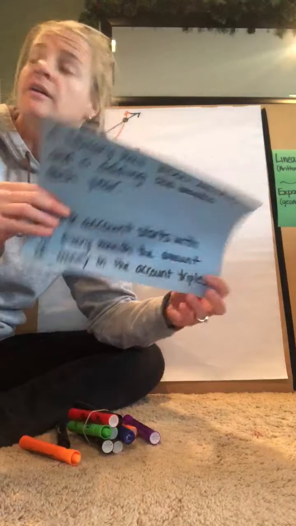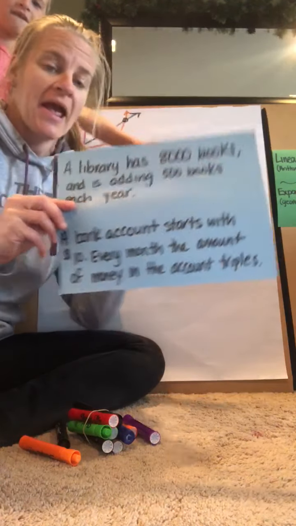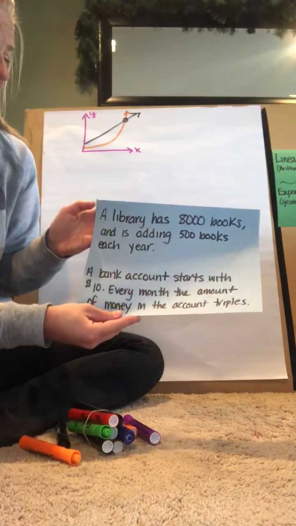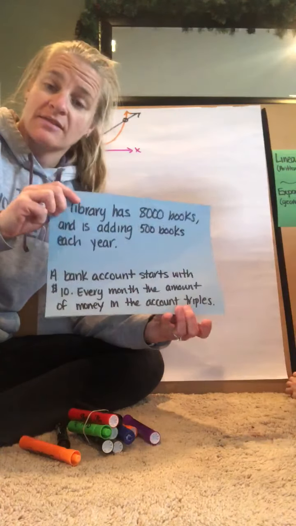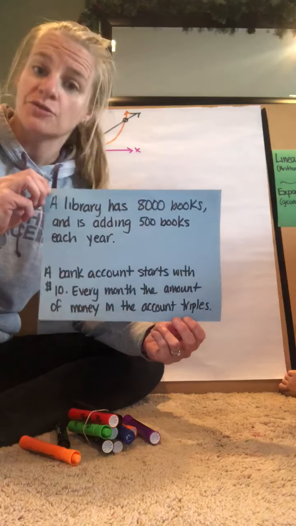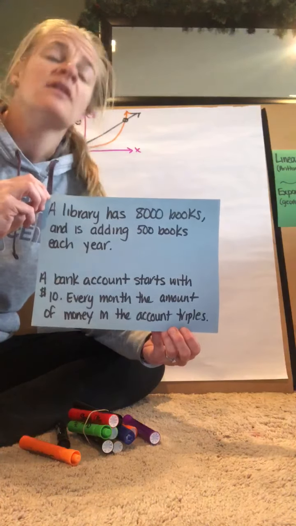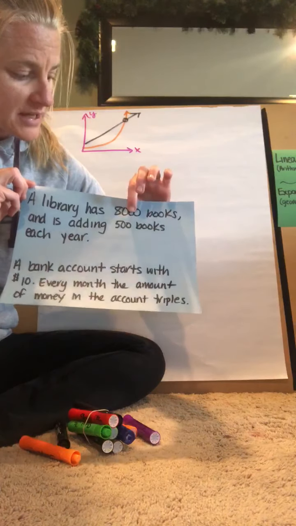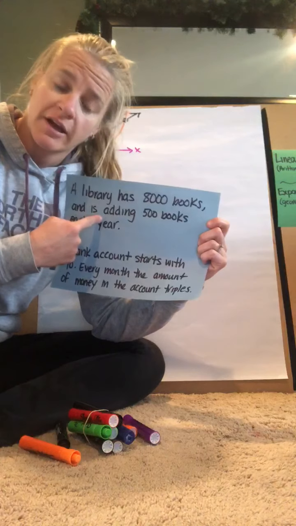So I have written here 2 examples, and we're going to look at the top one first. A library has 8,000 books and is adding 500 books each year. So if it starts with 8,000 and we're adding 500 each year, this is a linear growth. This is a straight up constant rate of change, 500 each year, okay? So this would be considered linear.